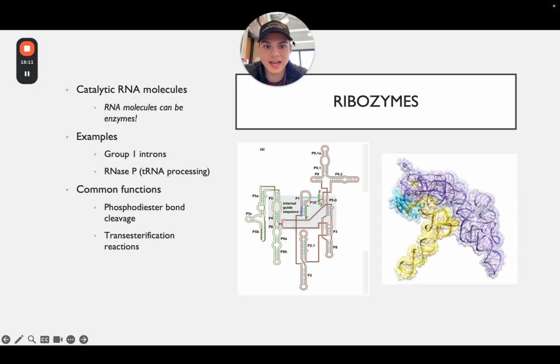But first, before that, I want to talk about ribozymes. Very similar to enzymes, ribozymes are RNA molecules that are catalytic, and they act as enzymes themselves. For example, there are group 1 introns, and RNase P, which is just tRNA processing. Common functions include phosphodiester bond cleavage and transesterification reactions as well. But these are just general overviews. You should generally know what a ribozyme is and some practical examples, and we'll go through each of them here.